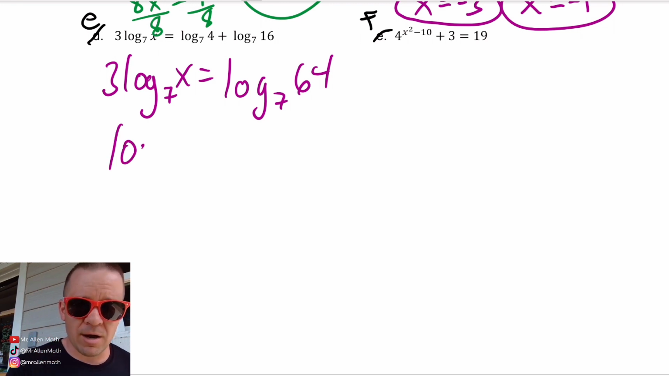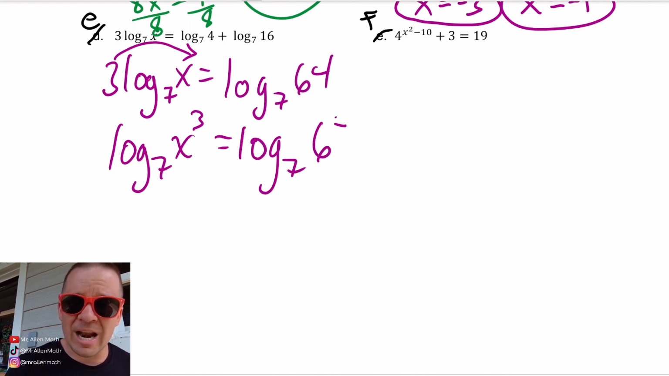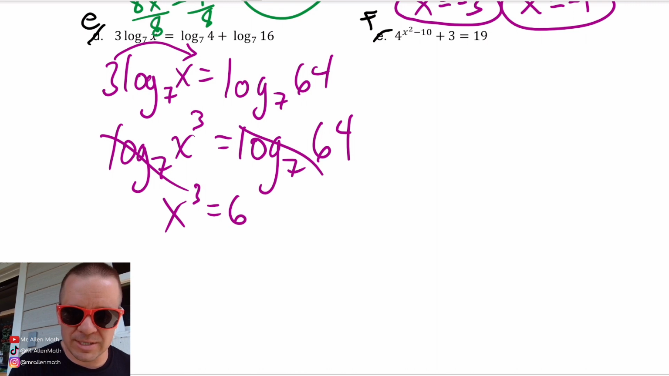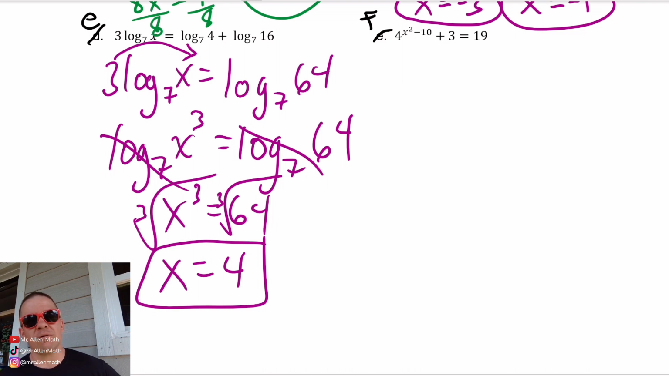Okay, so now I have log base 7 of x, and I'm going to bring this guy up as an exponent here, so that now I have a log base 7 equals a log base 7, and I can use one-to-one property of logs. My logs are gone, baby, and I got x cubed equals 64. So if I cube root both sides, or raise to the 1/3, however you want to slice it, we get x equals positive 4.